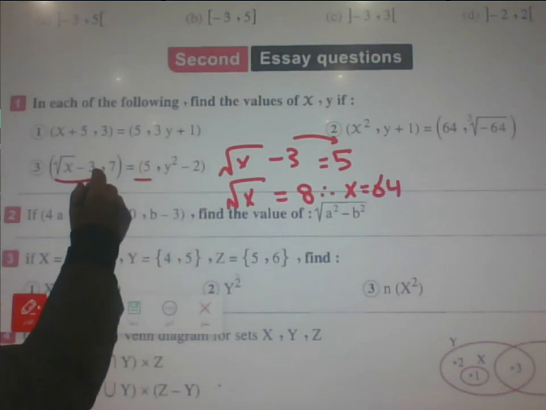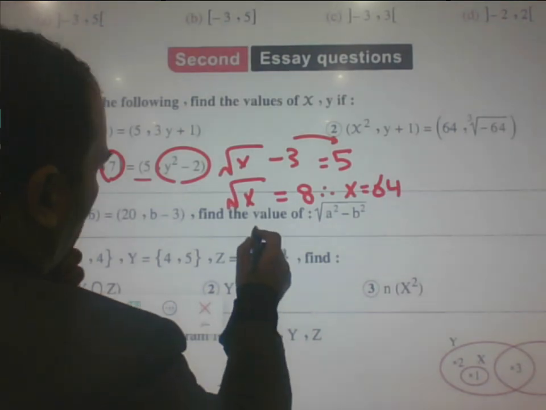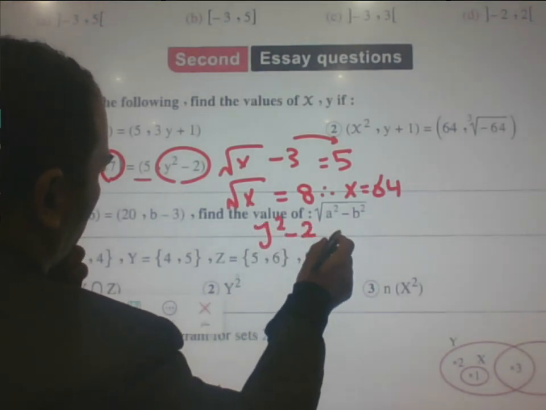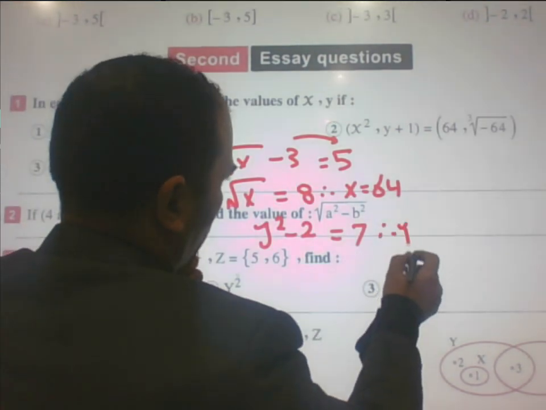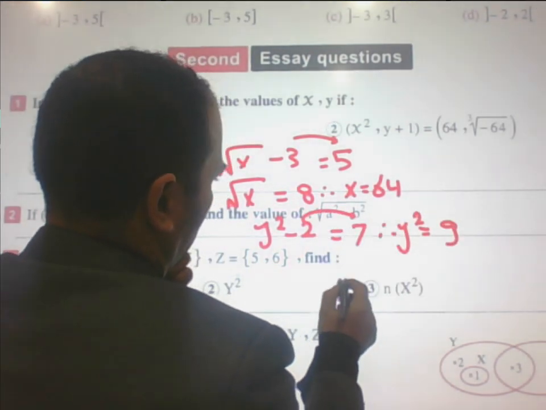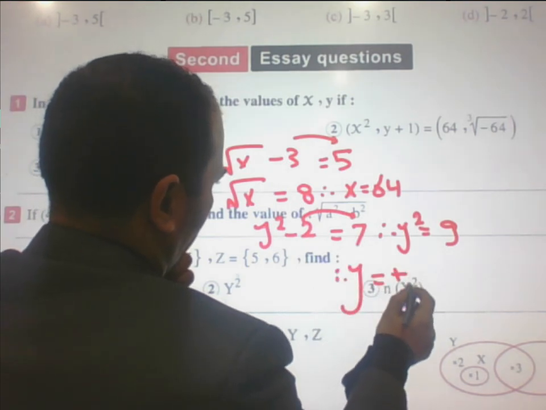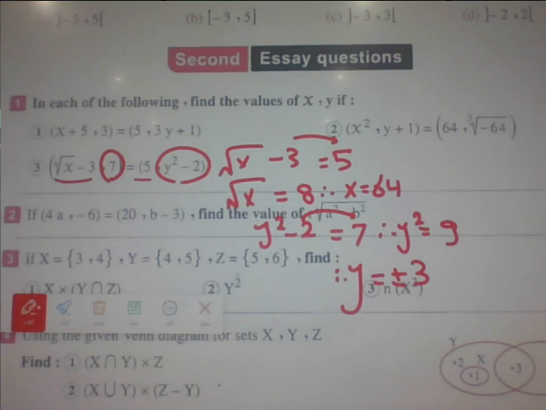And the second projection: 7 will be equal to y² minus 2. y² minus 2 equals 7. Move negative 2 here, then the value of y² will be equal to 7 plus 2, which is 9. Then the value of y will be positive or negative, the square root of 9, which is 3. Next question.